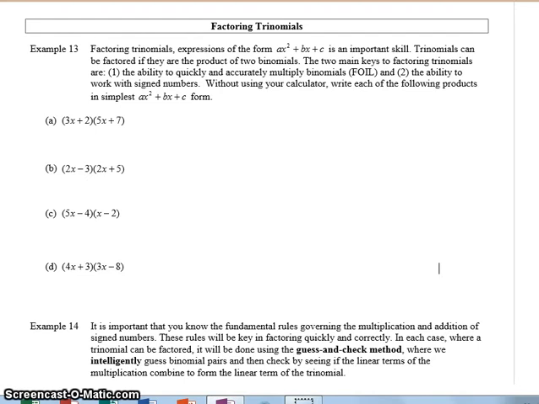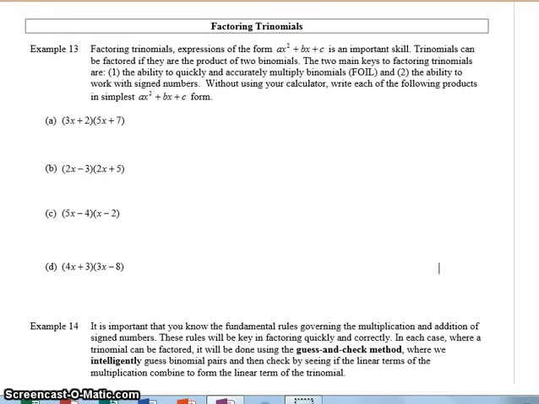This is Unit 3, Day 3, and today we are factoring trinomials. The standard form of a quadratic, which is also known as a trinomial, is ax squared plus bx plus c. It says, without using your calculator, rewrite each of the products in simplest form.